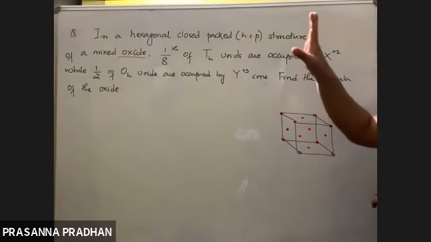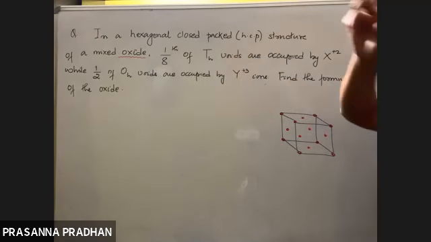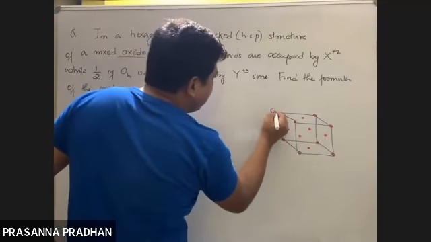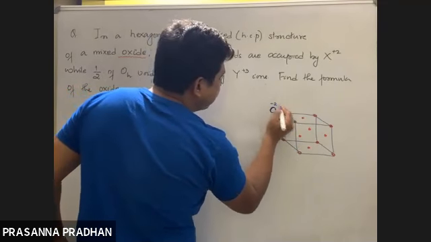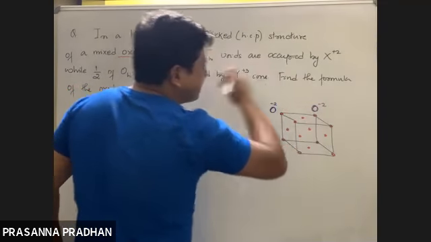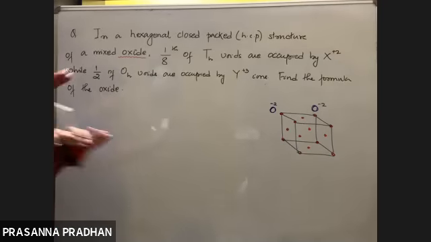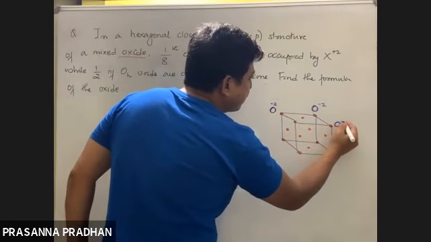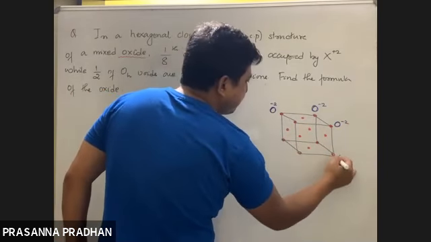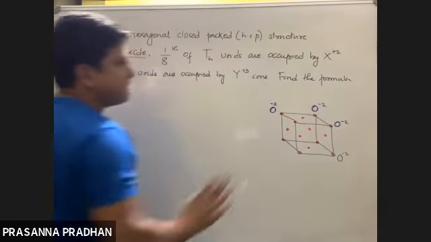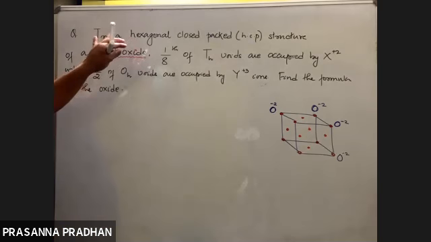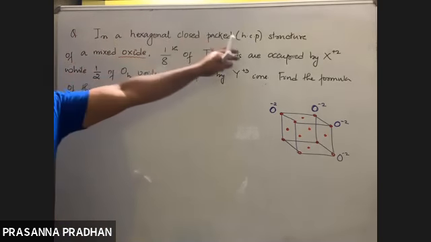Now in a hexagonal closed packed structure of a mixed oxide का मतलब ये जो oxide ions हैं, they occupy the lattice points. HCP is a way of arranging the particles. अभी तक पता नहीं है, but मुझे पता है the lattice points are occupied by oxide ions. जहाँ पर भी lattice point है, it is occupied by oxide ions. इसीलिए यहाँ पर बोला in an HCP structure of a mixed oxide means oxide ions occupy the lattice points of an HCP.